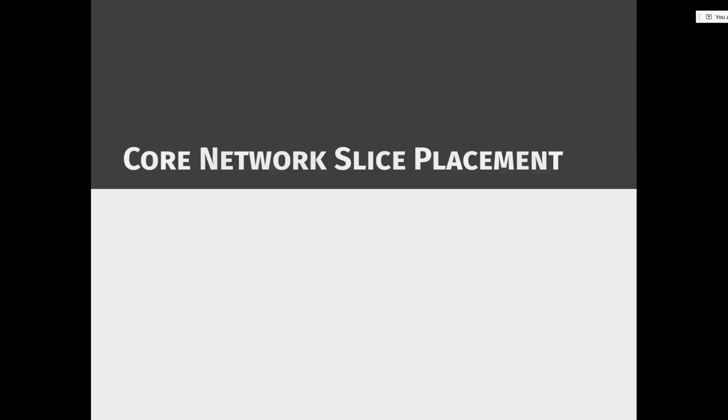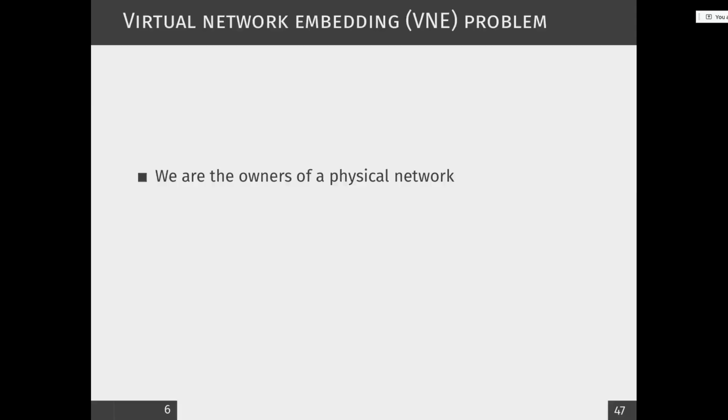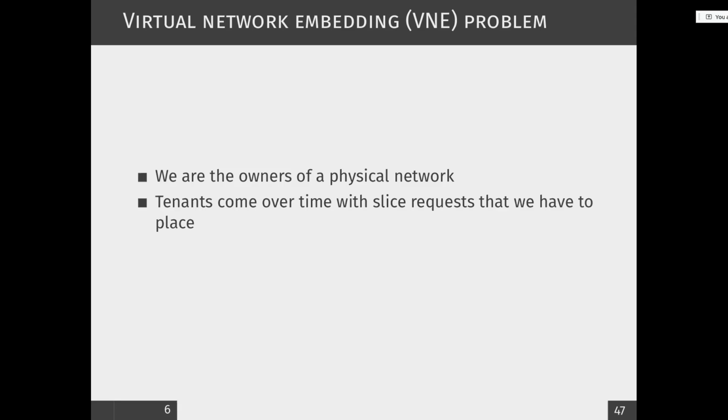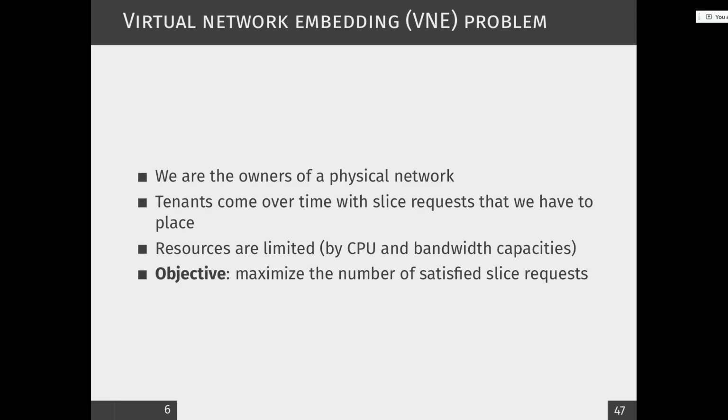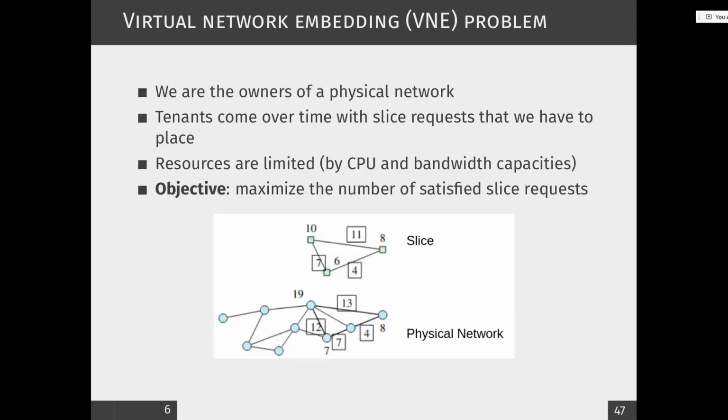So I will now talk about the core network placement, the first part of my thesis. In that problem, we consider that we own a physical network, and we have tenants that come over time and they want to place slice requests. We have some limited resources. Here we consider CPU and bandwidth. And the objective is to maximize the number of slice requests that we manage to place.